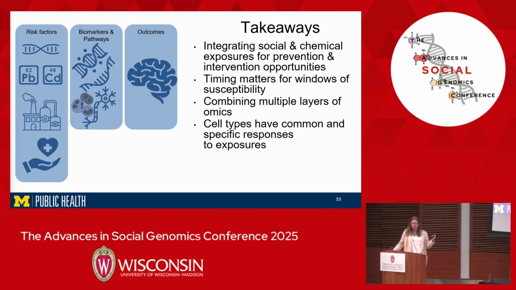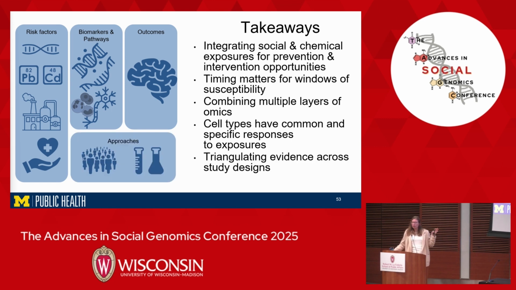We also saw that some of our cell types can have common responses across cell types, but there might also be specific responses to those exposures. And then lastly, trying to bring together some triangulating of evidence across study designs, some collaboration can help us overcome the shortcomings that any one of these approaches might have individually.